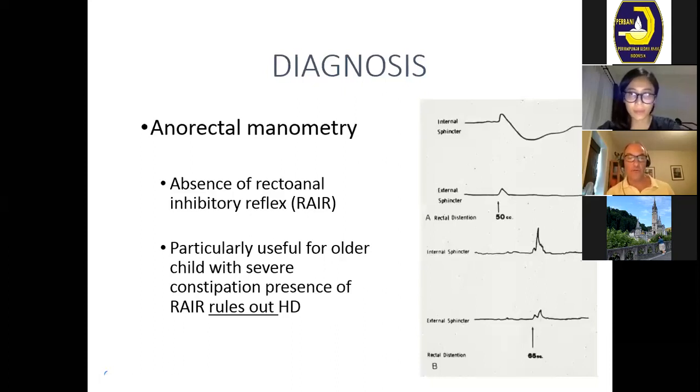And you therefore don't need to take that 5-year-old or 10-year-old or however old the child is and put them to sleep and do a rectal biopsy under general anesthetic. You can rule out Hirschsprung's based on the anorectal manometry. If you don't see a rectoanal inhibitory reflex, that doesn't mean it is Hirschsprung's, because you can have a false negative on the anorectal manometry, and so therefore you need to go ahead and do your rectal biopsy.